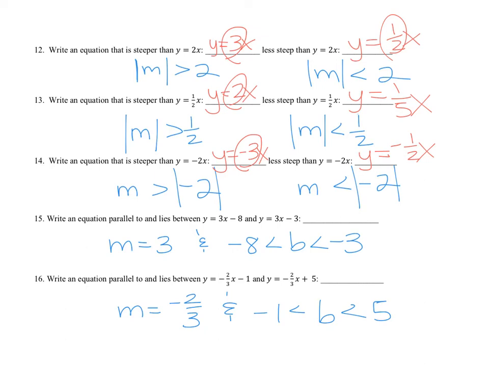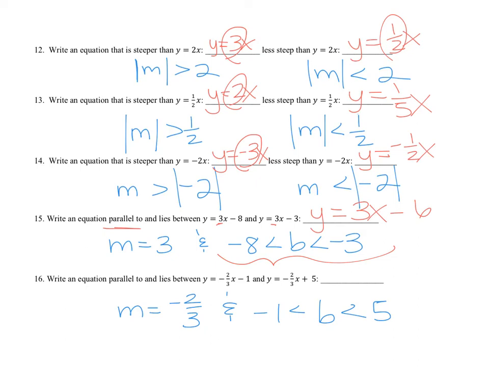So, to the next one: write an equation that's parallel. To be parallel, they still have to have the same slope of 3. So no matter what equation you write, they have to have a slope of 3. So you're going to have y equals 3x, and then for my y-intercept, I just said minus 6. But what I mean here is that the y-intercept has to be between negative 8 and 3.